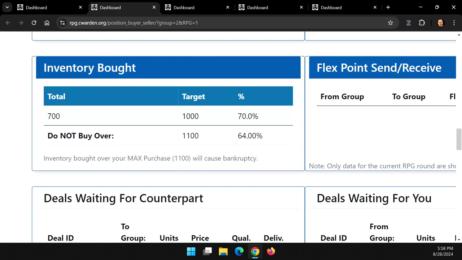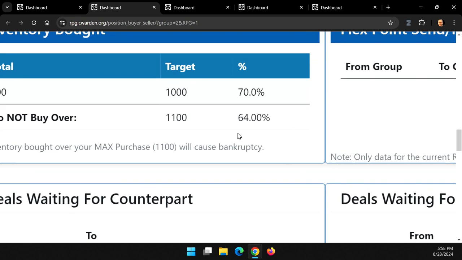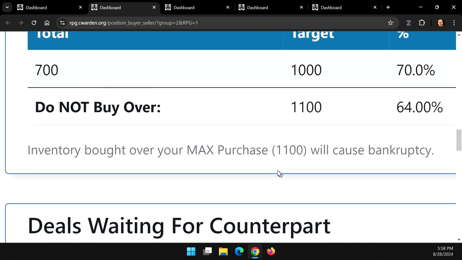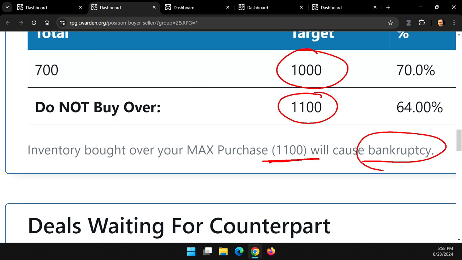And you can see the message here is pretty clear. Let me zoom in. I want to show you the message. If you go over your maximum purchase, you will cause bankruptcy. You will lose the game. And here we can see the program will tell you what's your maximum for this time. So remember that when you roll your dice, you can choose to adjust this number. So in this RPG, the target was 1,000, but they chose to increase, this group increased it by 100. So they have 1,100 maximum that they can buy.